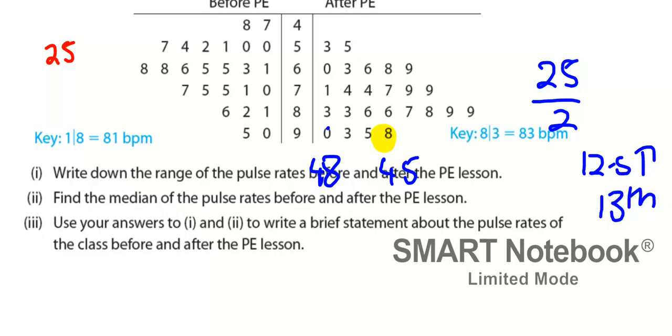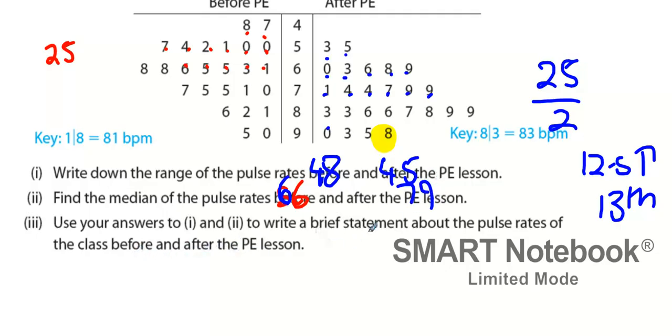13th. Who's 13th on my list? 2, 3, 4, 5, 6, 7, 8, 9, 10, 11, 12, 13. 56 for before. And what about after? Is it 66? Thank you. 66. 1, 2, 3, up to 13. 79. Safe to say the heart rate definitely went up.